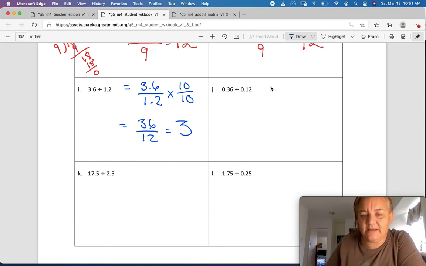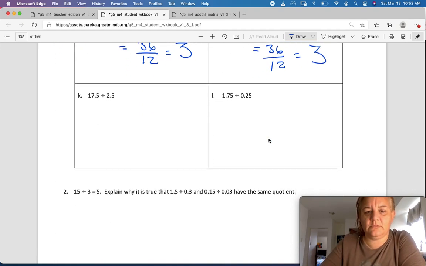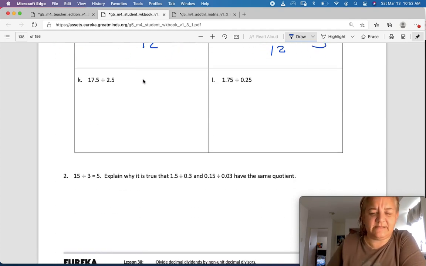Okay. Here I've got 36 hundredths over 12 hundredths. And I want to move that decimal place 2 times. Okay, so whatever I do to the top, I have to do the bottom. And my new answer is going to be 36 over 12. We already know the answer to that is 3. Okay, this is getting easier, right?